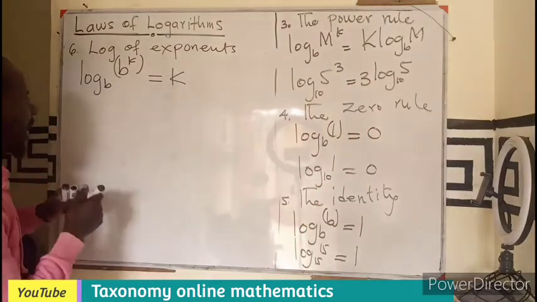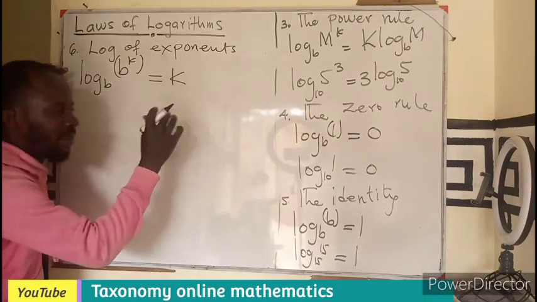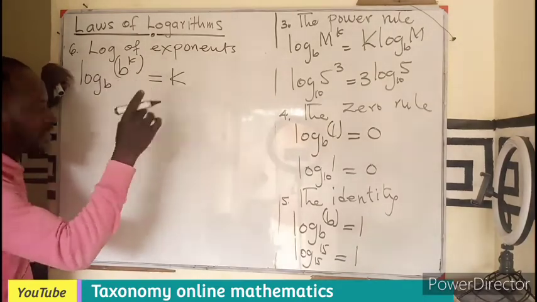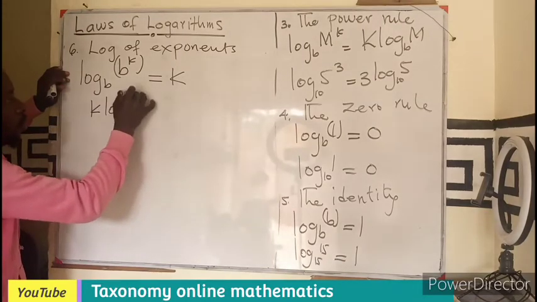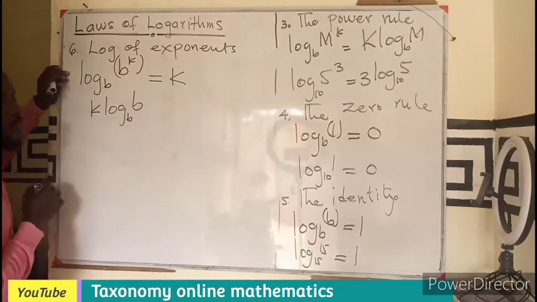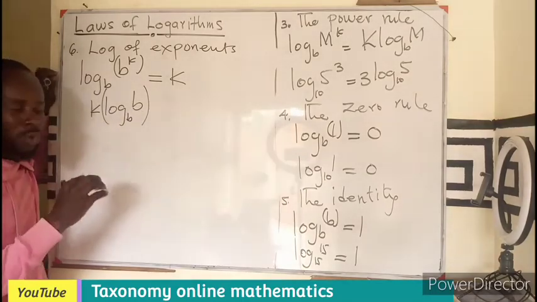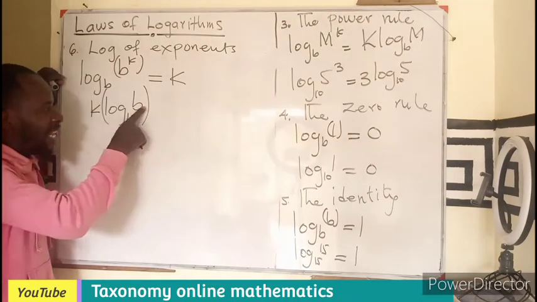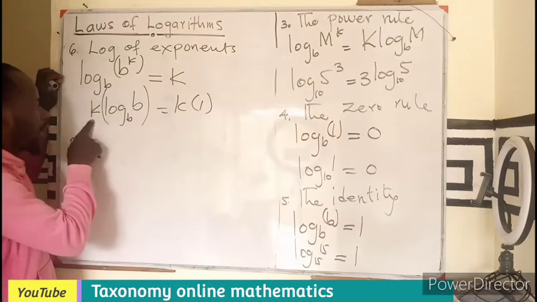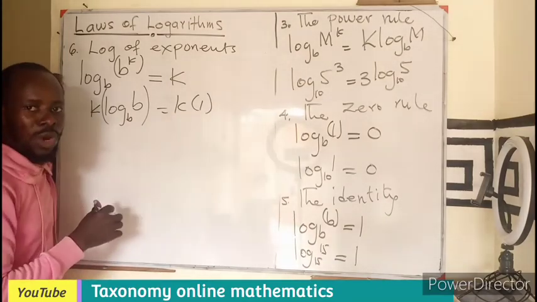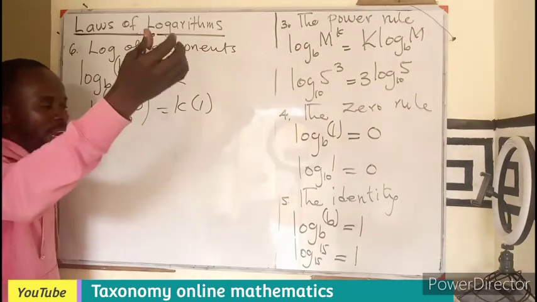I believe you get the idea. Meaning, if I want to assume that the base and the argument are different, it will be given to me as k log b base b. And the identity rule states that when the argument and the base are the same, then we are going to have what? 1. So k times 1 will give us what? k. That is what we have for the log of an exponent.